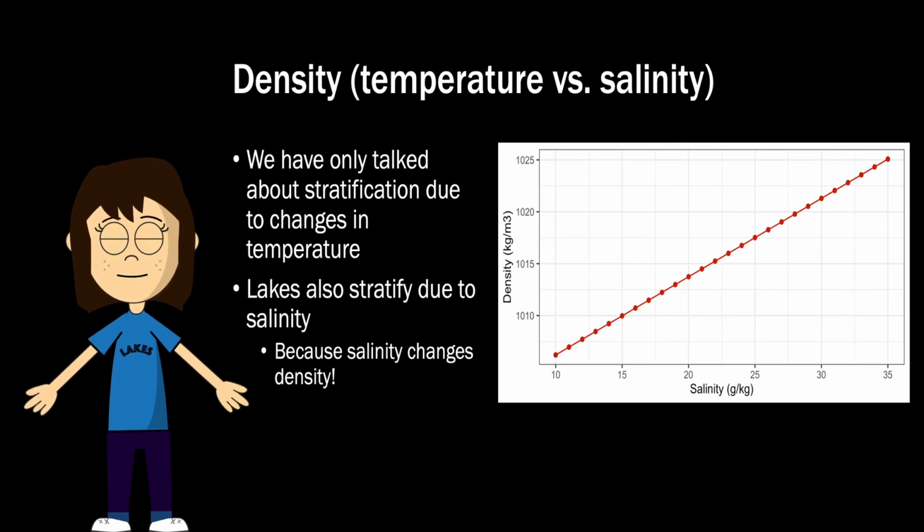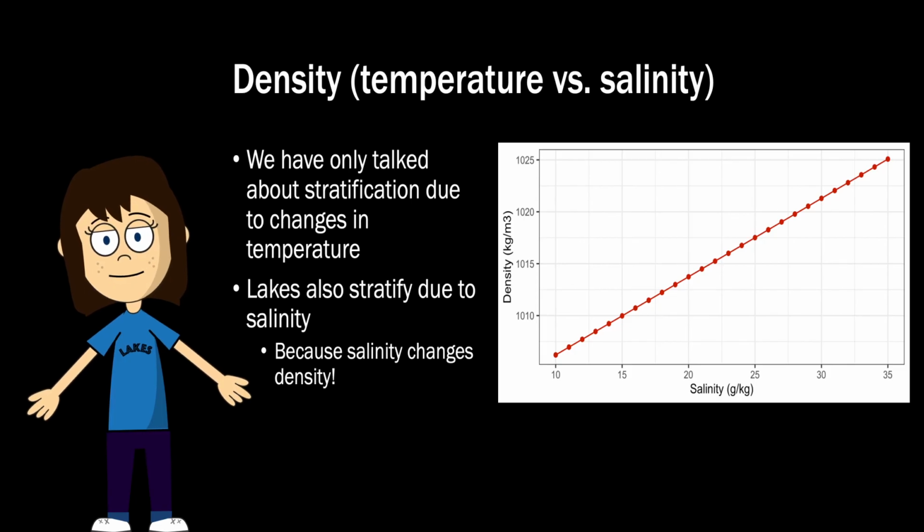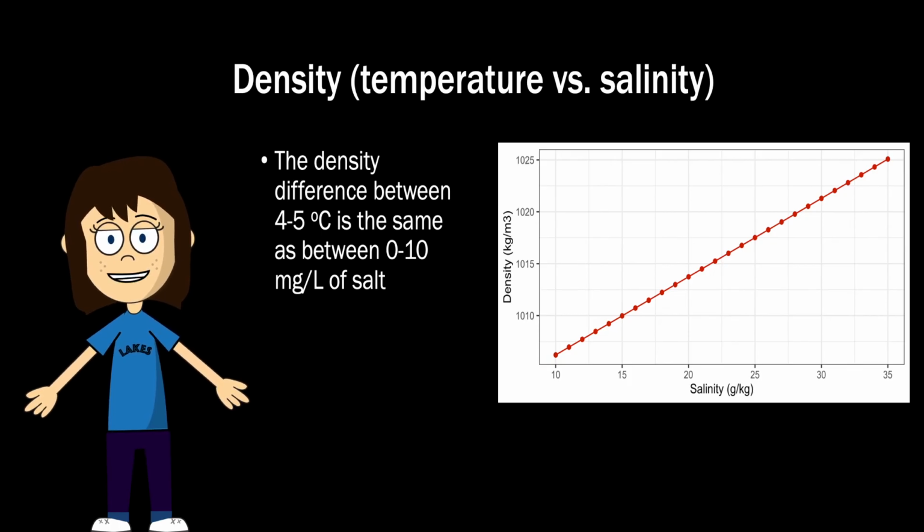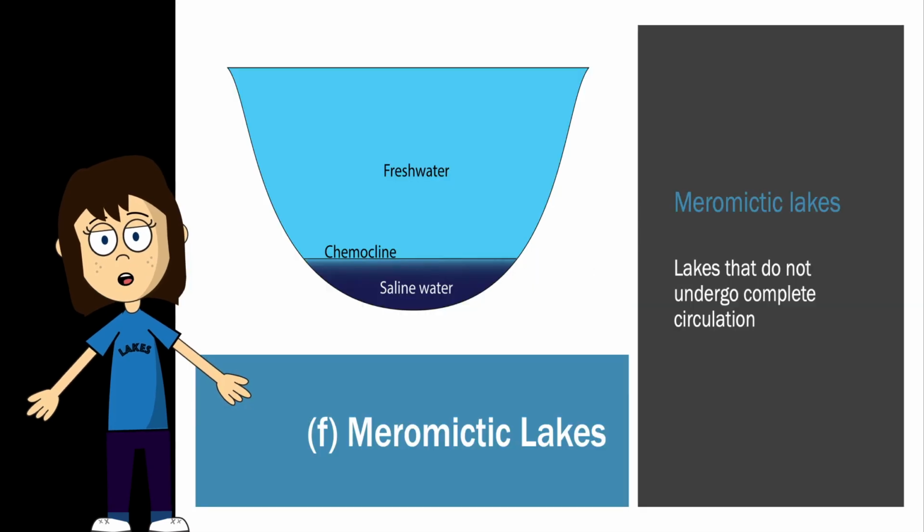So far, we've only talked about density in relation to temperature, but we've noted earlier that salinity can also have a massive effect on density. In fact, the density difference between 4 and 5 degrees Celsius is the same as the density difference between just 0 and 10 milligrams per liter of salt, which is less than a tenth of a teaspoon of salt. Because of this, lakes with saline water will typically have stratification regimes that are controlled by salinity, not temperature.